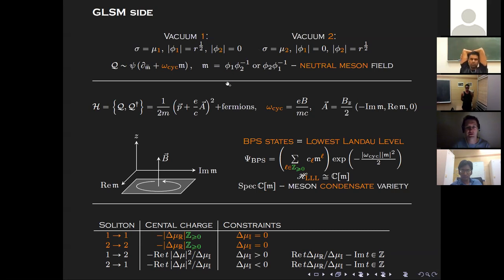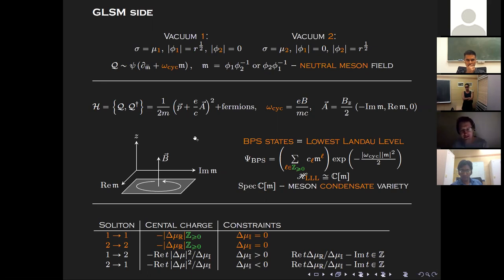The requirement is that the field that sits in the pole acquires an expectation value. In terms of these mesonic fields, the approximate, effective supercharge in each vacuum has the following form. And this form corresponds to the Hamiltonian describing a particle confined in the plane spanned by the complex parameter M, with a turned on magnetic field perpendicular to it.